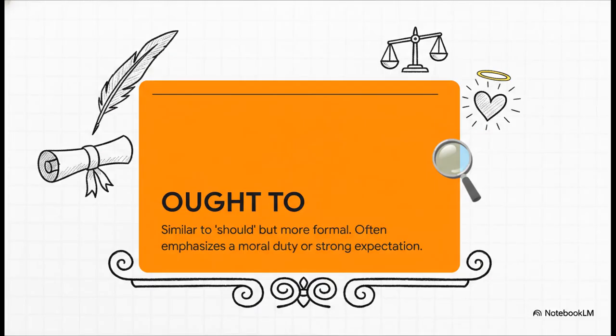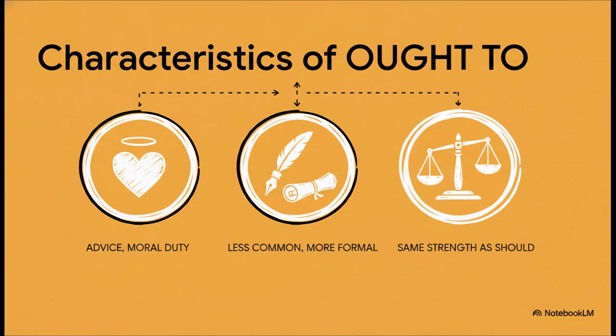And then we have its slightly more formal, less common twin, ought to. It means almost the exact same thing as should, but it feels a bit more buttoned up, maybe a little old-fashioned, and it often carries a much stronger sense of moral duty. Ought to is perfect for when you're talking about what is morally right or just. You probably wouldn't tell your friend they ought to try a new pizza place, right? But you would say a government ought to uphold justice. It just adds this distinct weight of moral expectation.